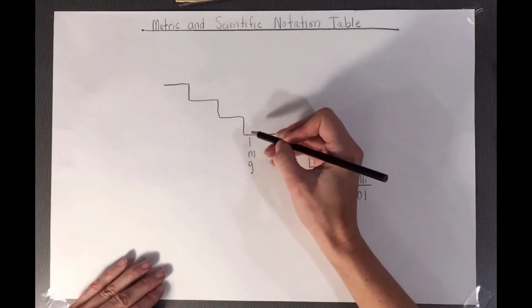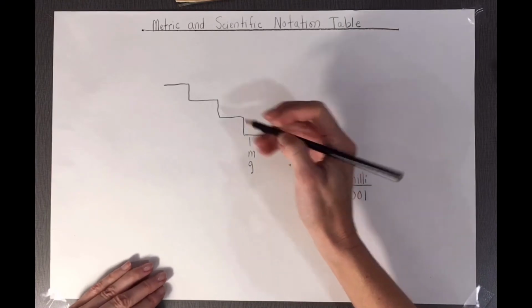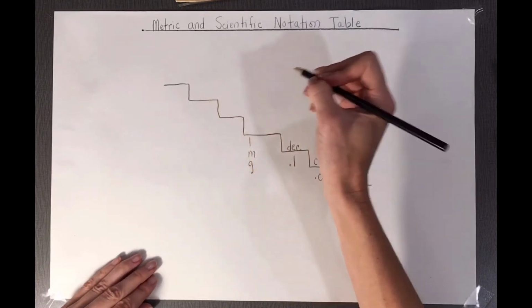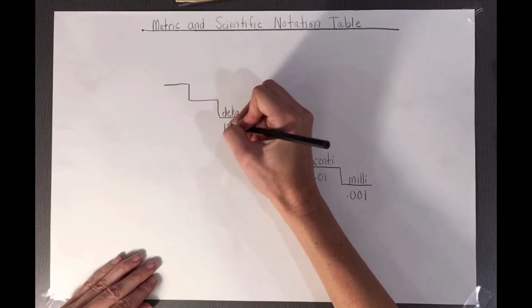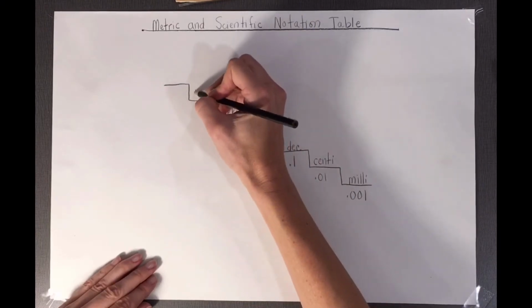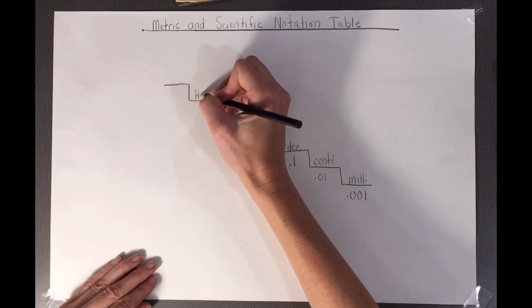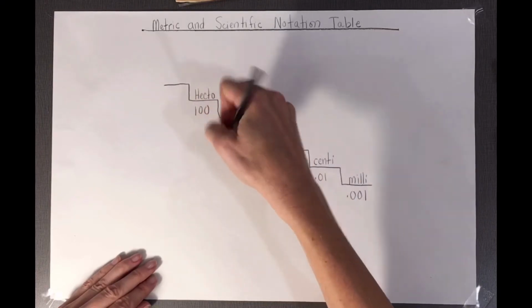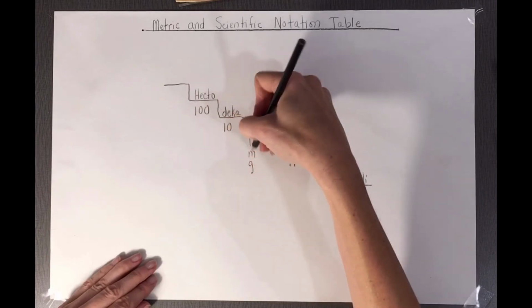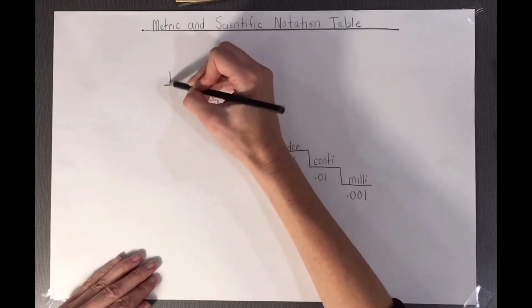10 times the amount of a liter, meter, or gram is the deca, which is 10, the hecto (100 times), and then 1,000 times the liter, meter, or gram is a kilo.